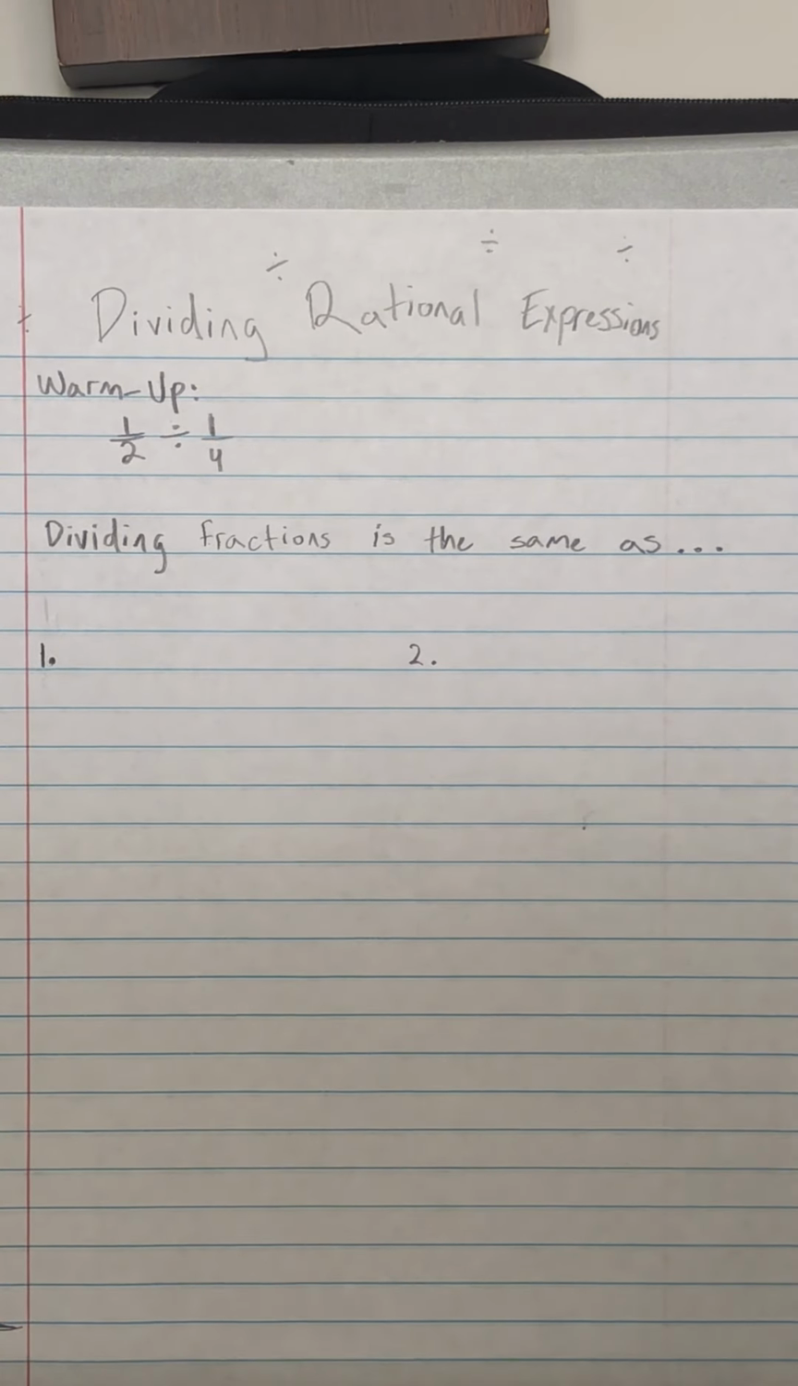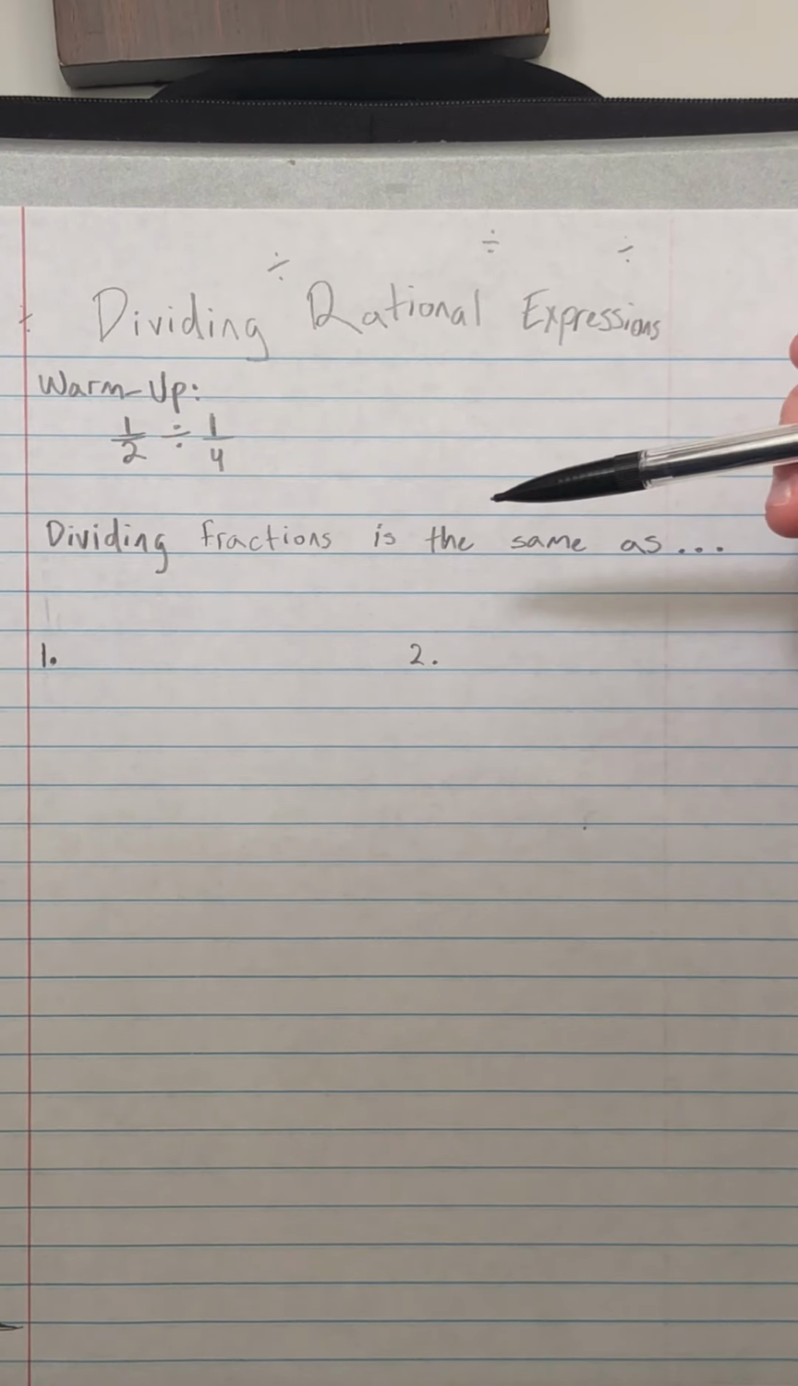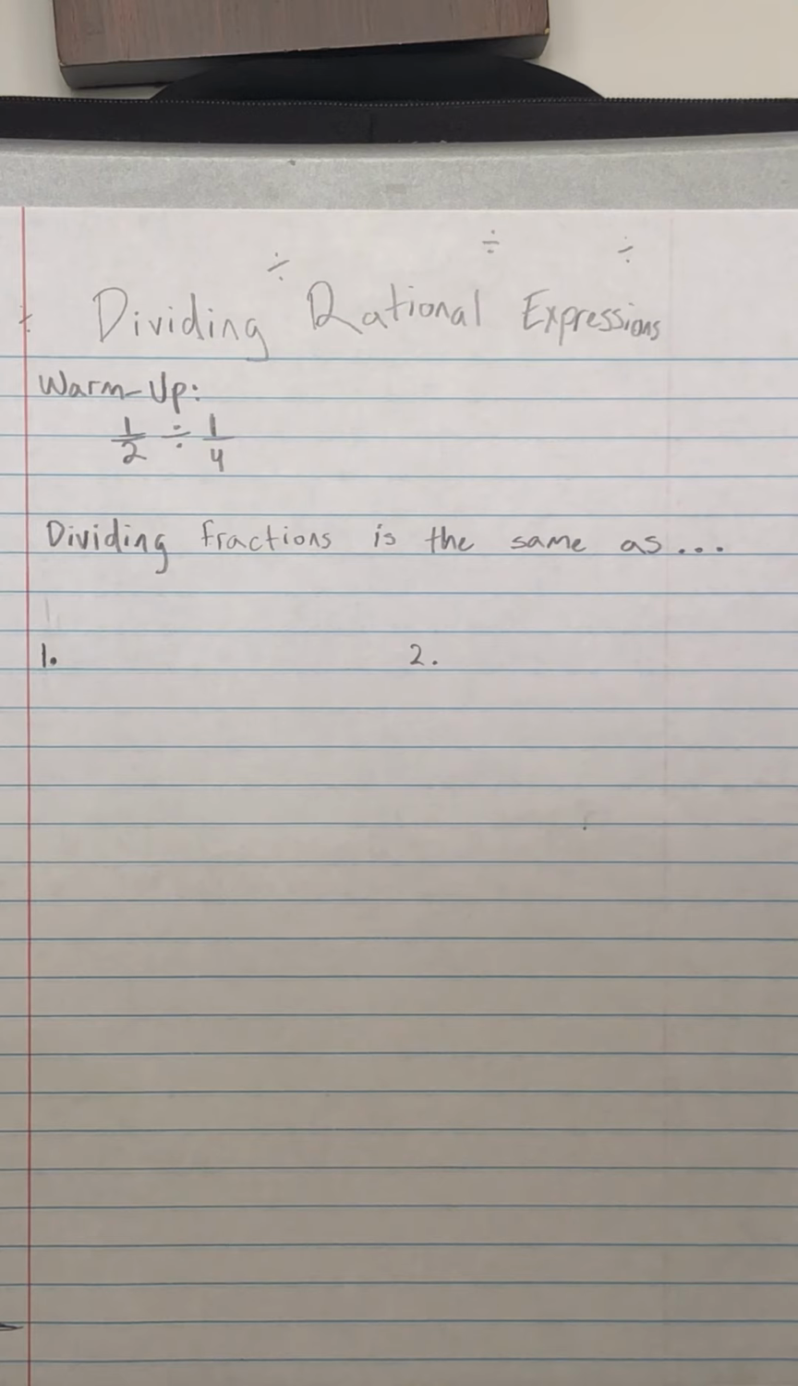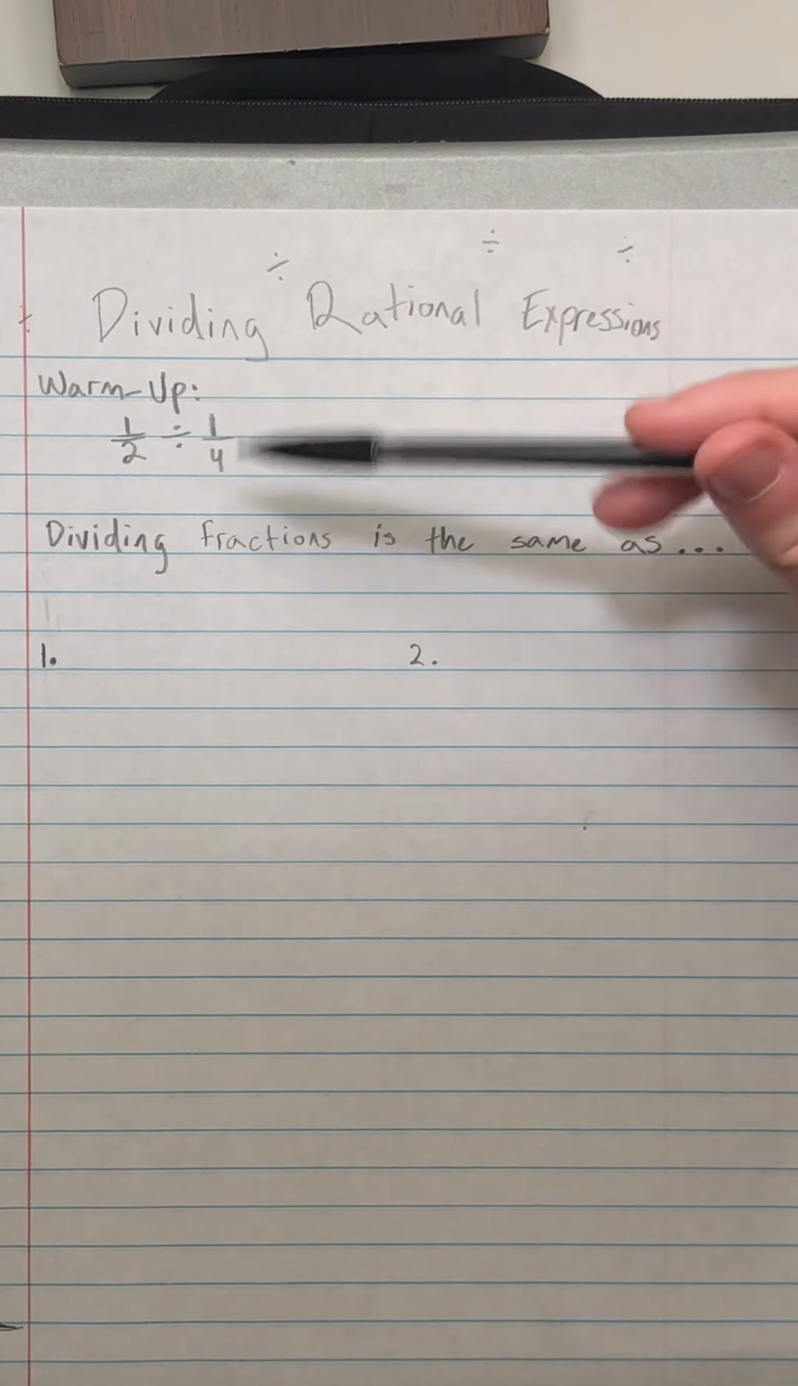All right, today we are going to talk about dividing rational expressions. It's going to be a continuation of what you've been doing with multiplying rational expressions, but let's go ahead and jump in. So first, our warm-up problem. I have 1/2 divided by 1/4. Okay, looks pretty similar to the problems we've been doing except for the division symbol.